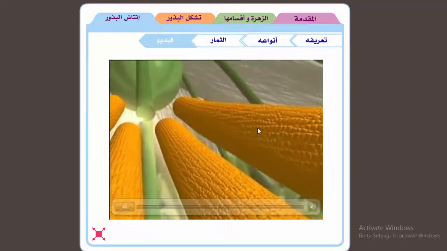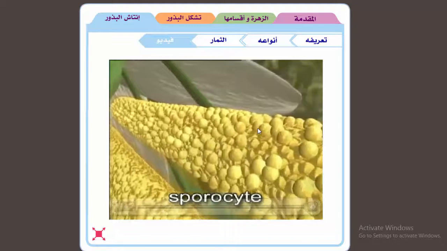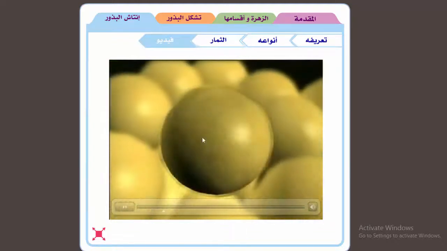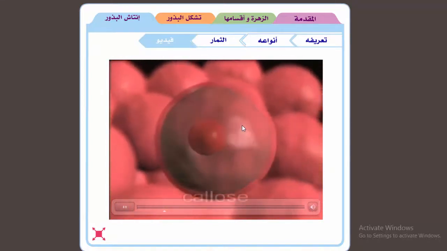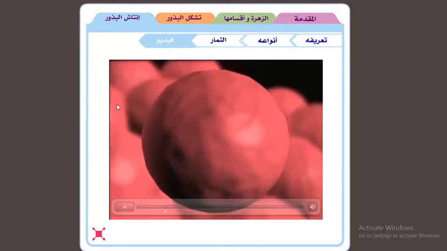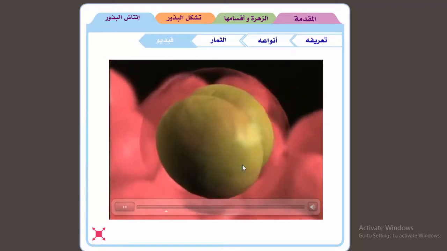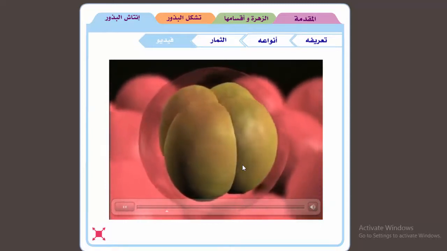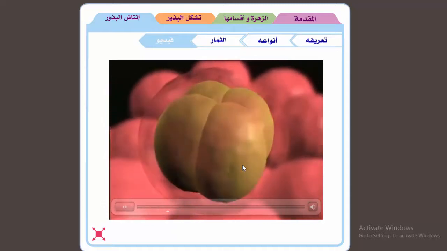A microsporangium consists of diploid sporocyte cells. The cellulose walls of these cells are soon replaced by a layer of callose. Each sporocyte now divides twice by meiosis. This creates 4 haploid microspore cells, each with 1 set of chromosomes. This group of adhering microspores is known as a tetrad.